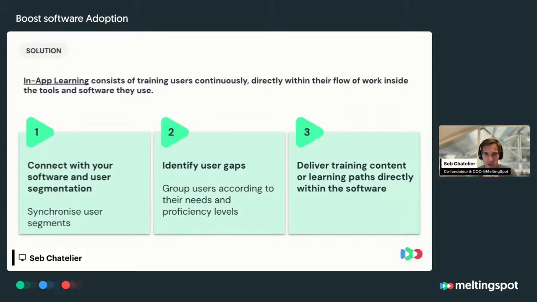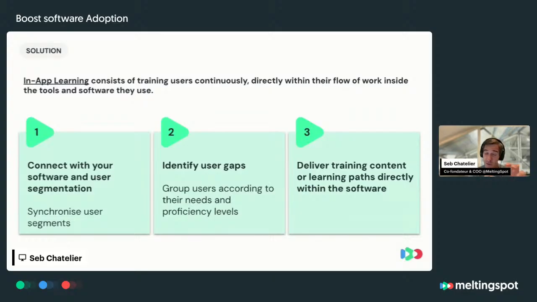So once you've connected to your user base and synchronized your segmentation, you need to be able to identify user gaps or data quality gaps. So places where your CRM looks pretty ugly. Let's face it, sometimes properties are not appropriately filled in. There are duplicates in your data set. Your pipeline isn't organized properly. If you know where those gaps are, put a pin on them and make sure that training addresses those specific gaps.